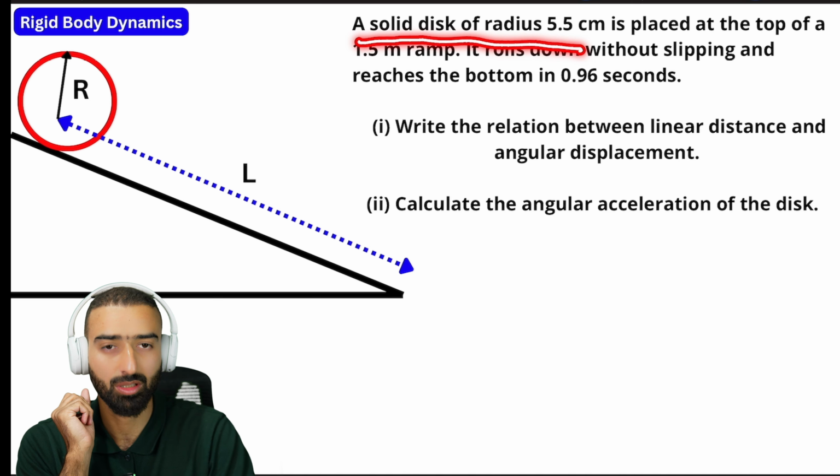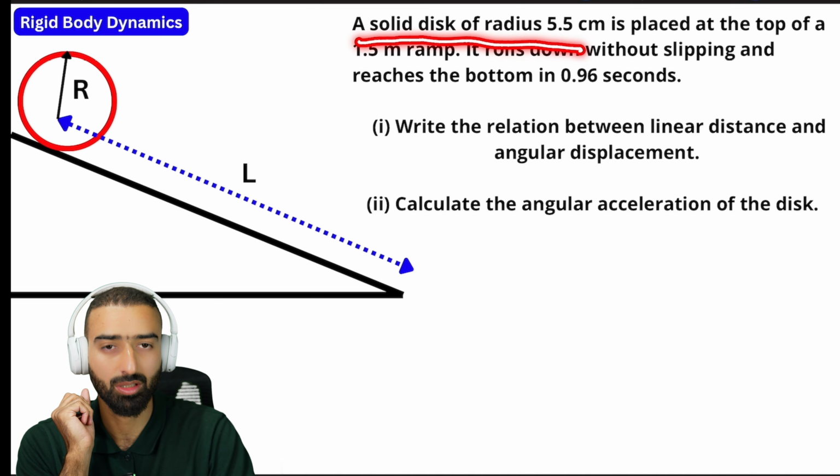We know that for the ring, all of its mass is distributed away from its rotational axis. So if we take a ring, and this is the rotational axis, all of its mass is distributed away from the axis. And what does that mean? That means the moment of inertia is going to be large. In fact, the moment of inertia of a ring is m r squared.